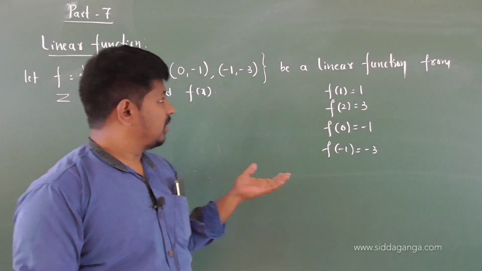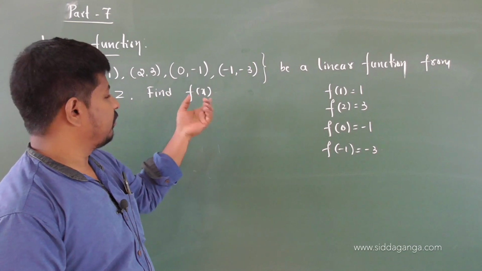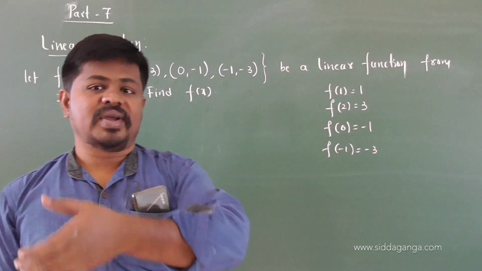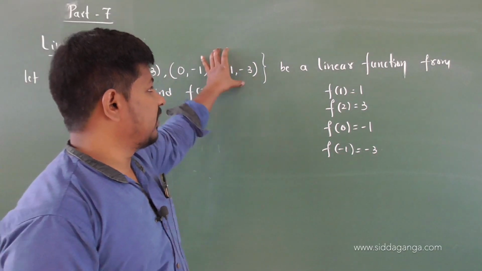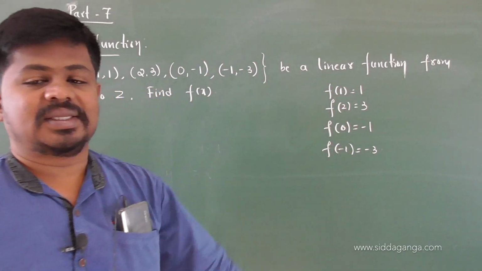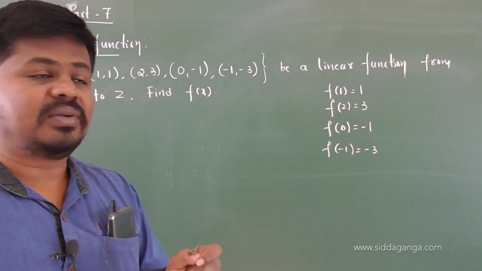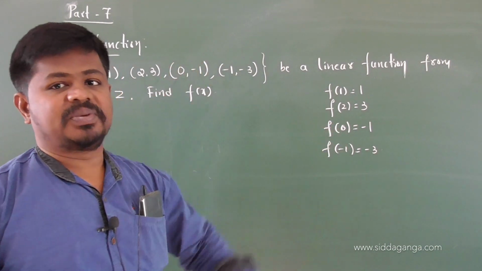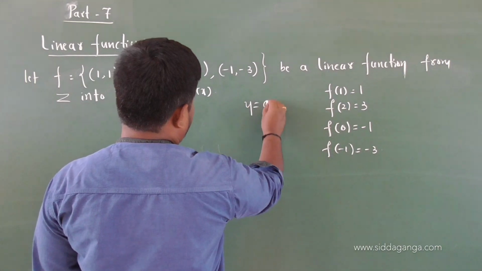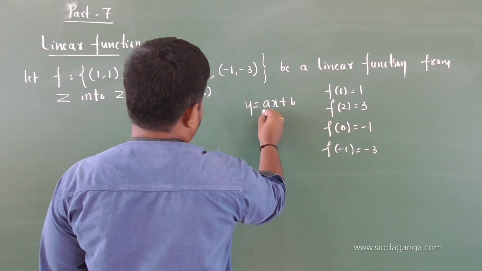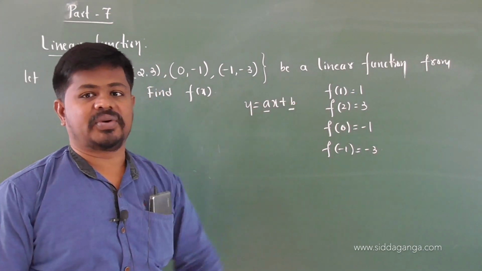But this is a function given in terms of ordered pairs, and we have to write the given function in terms of y is equal to f of x, in the sense y is equal to ax plus b. Here a linear function is given. We just discussed that a function of the type y is equal to ax plus b is a linear function. So you have to convert this function into y is equal to ax plus b form, that's it. For that you have to find the a and b values. After finding a and b, just substitute here, and that will be the required answer.